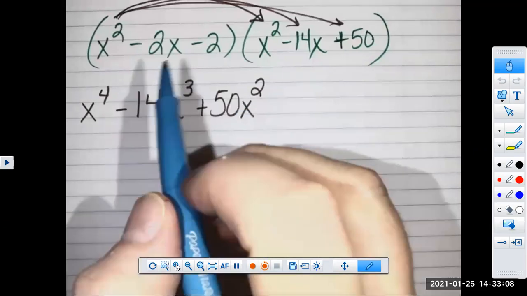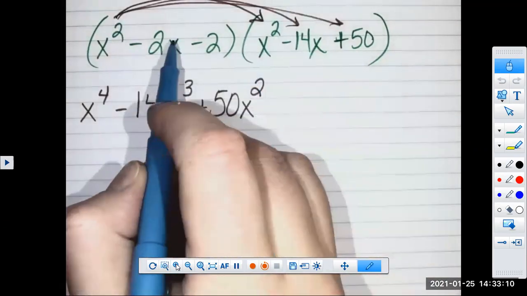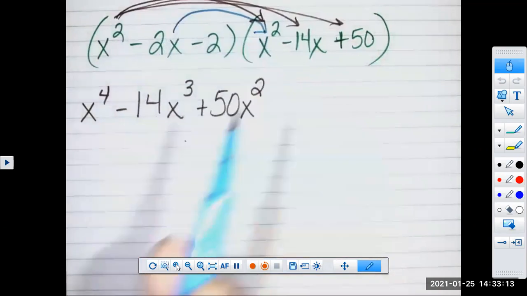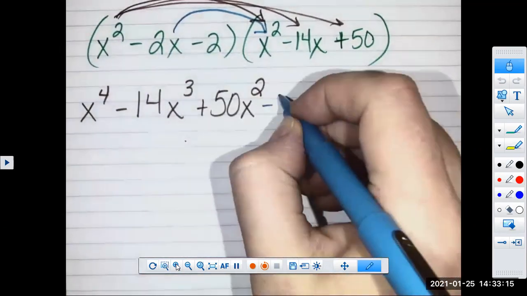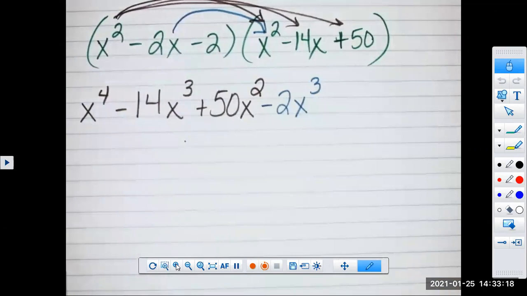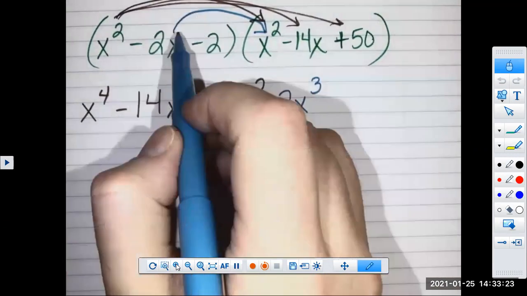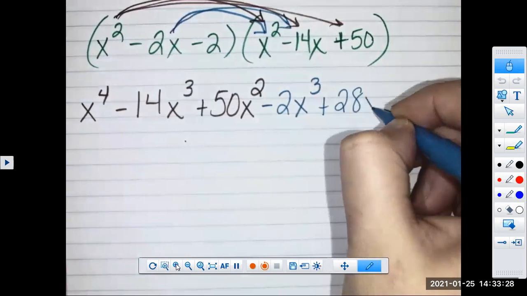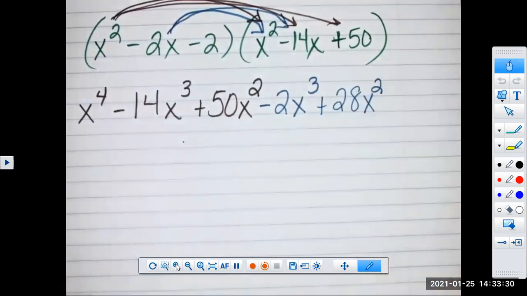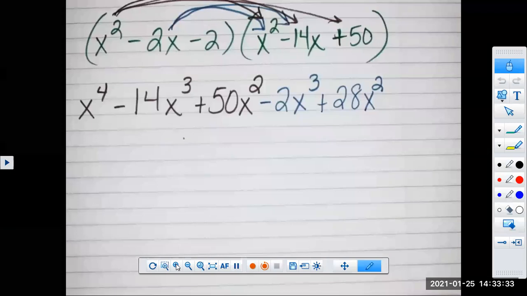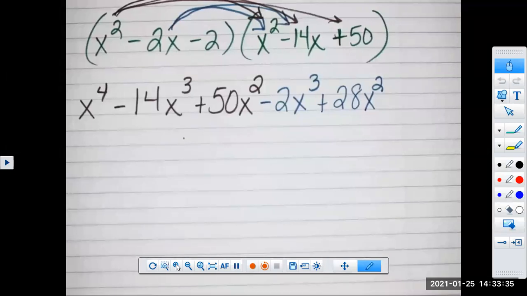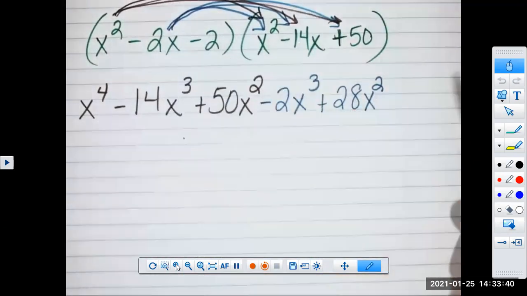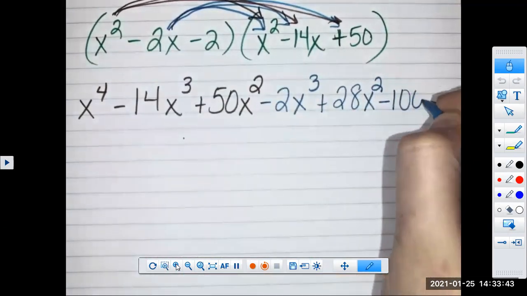Okay, now we've got negative 2x to distribute. So negative 2x times x squared, negative 2x to the third. Negative 2x times negative 14x, positive 28x squared. Negative 2x times positive 50, negative 100x.